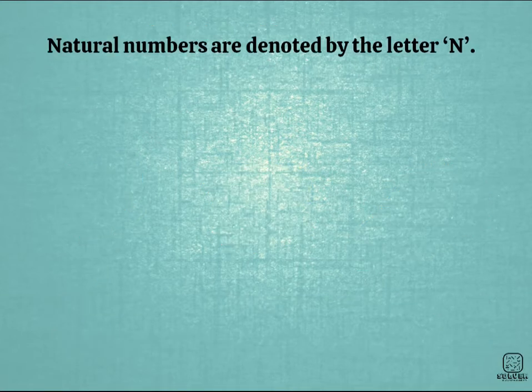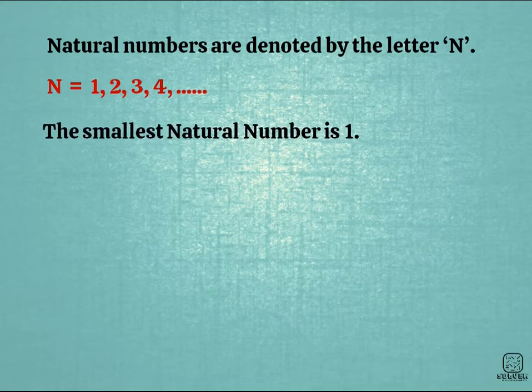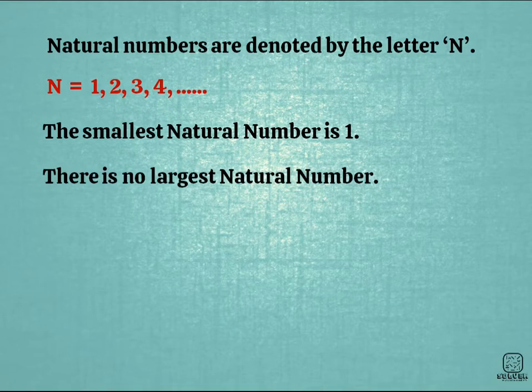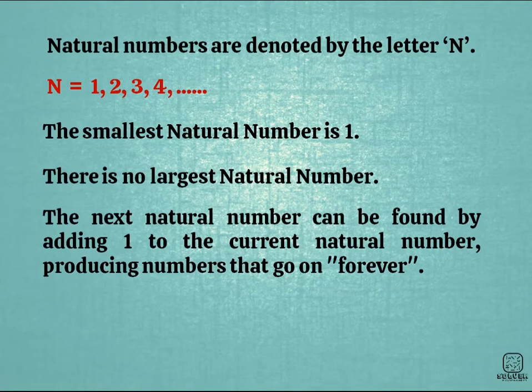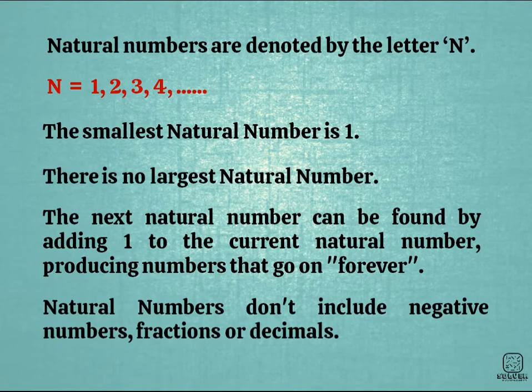Natural numbers are denoted by the letter N. So N is equal to 1, 2, 3, 4, etc. The smallest natural number is 1. There is no largest natural number. Why is that? Because the next natural number can be found by adding 1 to the current natural number, producing numbers that go on forever. That means there is always a next natural number. And natural numbers don't include negative numbers, fractions or decimals.